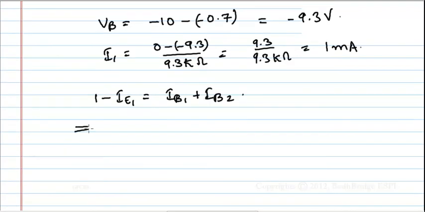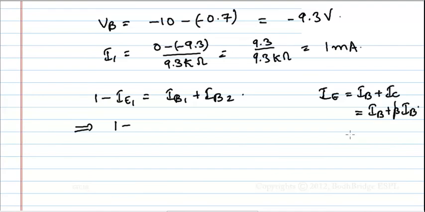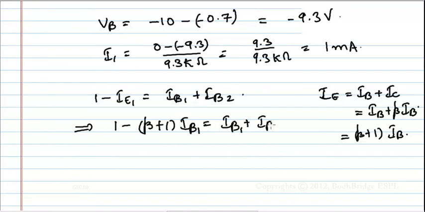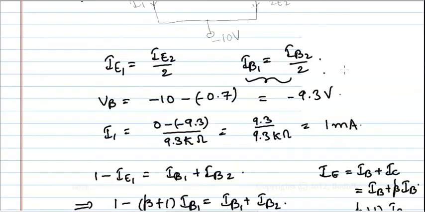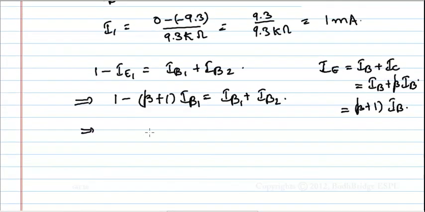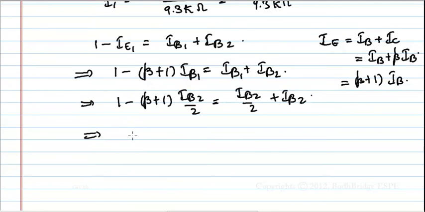Now we will express this in terms of IB2 only. You know that IE is nothing but IB plus IC, which comes as IB plus beta IB because IC is beta IB, which comes as beta plus 1 into IB. Substituting IE1 as beta plus 1 into IB1, we get this as IB1 plus IB2. Now we know that IB1 is IB2 by 2. So expressing IB1 as IB2 by 2, we get the equation as shown.